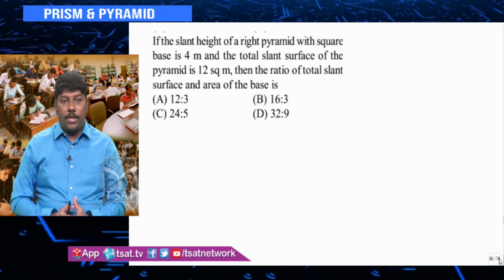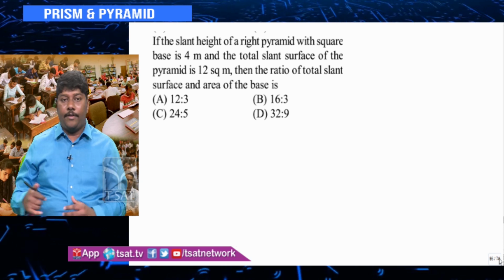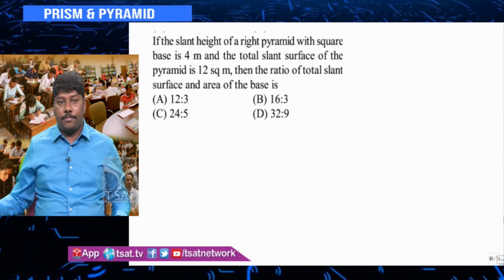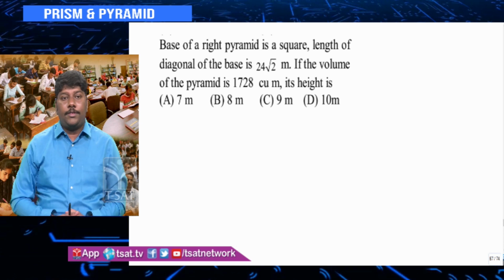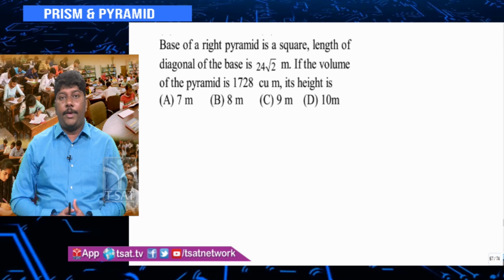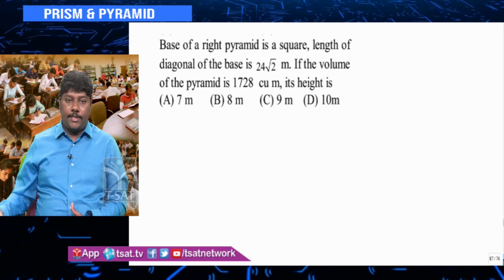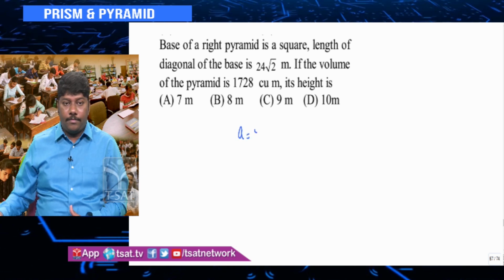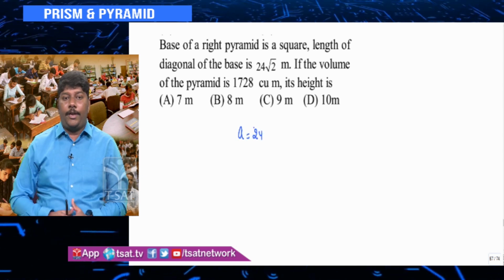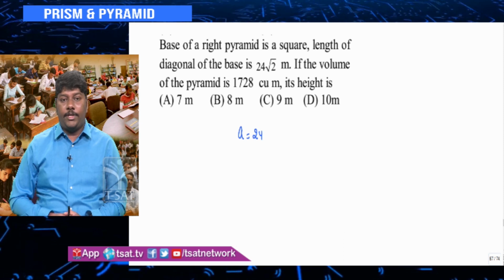Here, if the slant height of the right pyramid with the square base is 4 centimeters, I think they have done this. See this sum. The base of a right pyramid is a square. The length of the diagonal of the base is 24√2. If the square diagonal is 24√2, the side of the square is 24. The volume of the pyramid is 1728 cubic meter. What is its height?